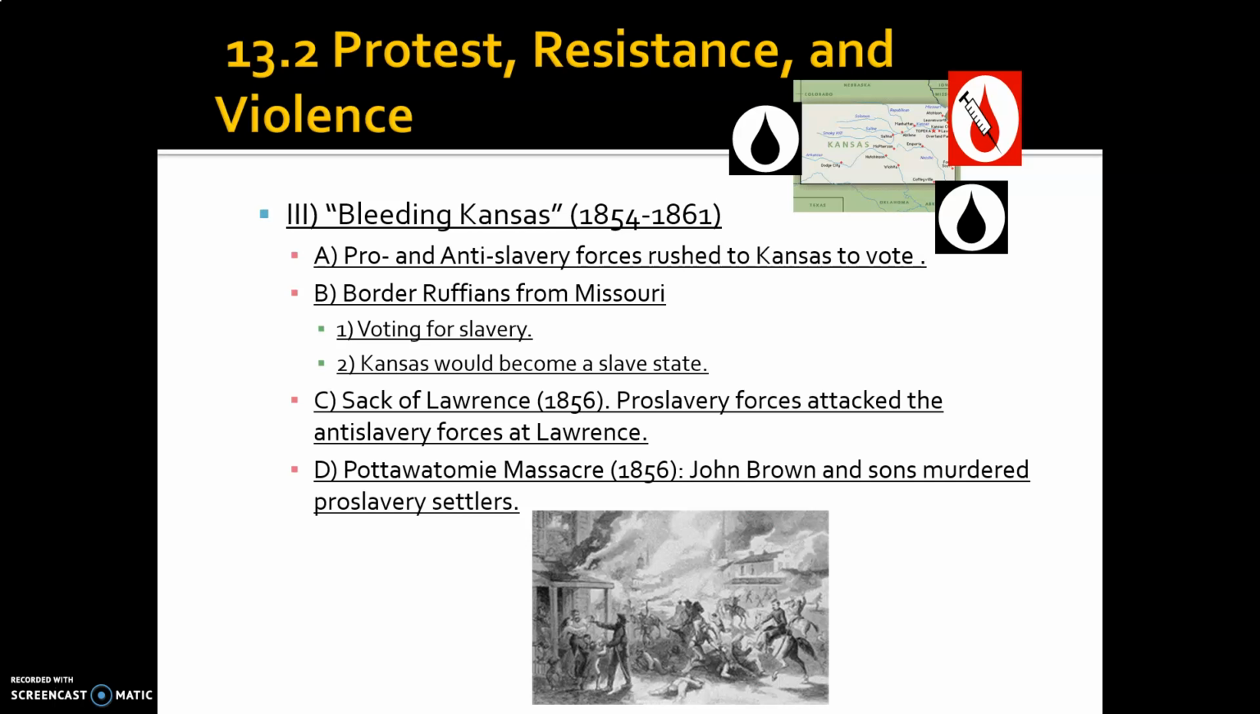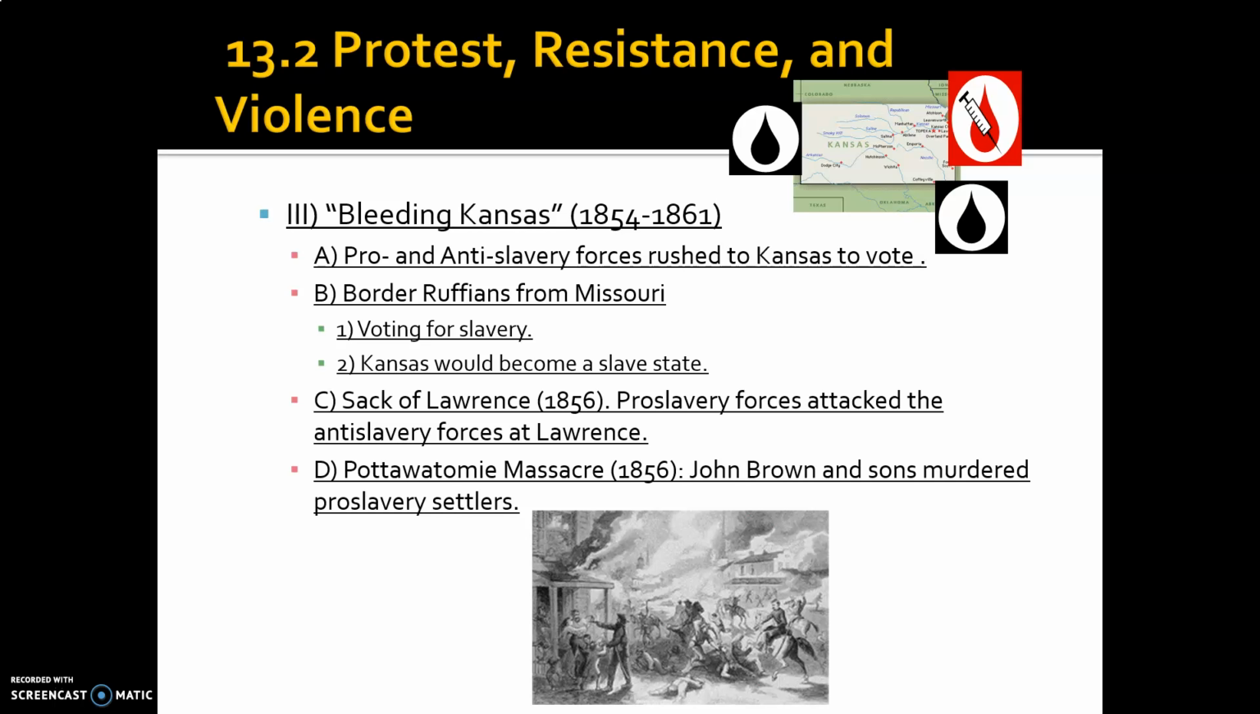And he is a radical abolitionist. He absolutely despises the idea of having slavery. He thinks it's unchristian. He thinks it's wrong. It is morally, it's ethically and economically incorrect. And he will use this massacre at the Potawatomi as revenge for the destruction of Lawrence.